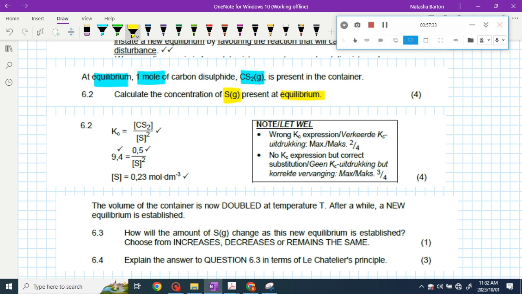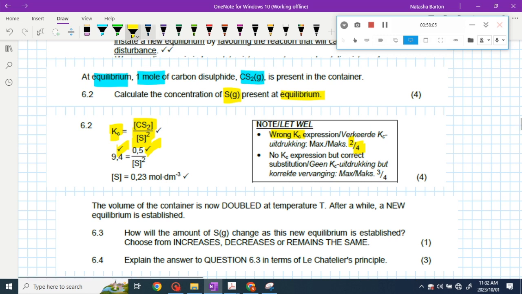Fortunately, they gave us the Kc value. So what would we do? We'd go and write down the Kc expression. Here, they explicitly say, if the Kc expression is wrong, you can only get a maximum of 2 out of 4 marks. So if you mess it up and you follow through, you're going to get a maximum of 2 out of 4, 1 mark over here and 1 mark there, because your answer will probably be wrong if your values are subbed into this incorrectly.